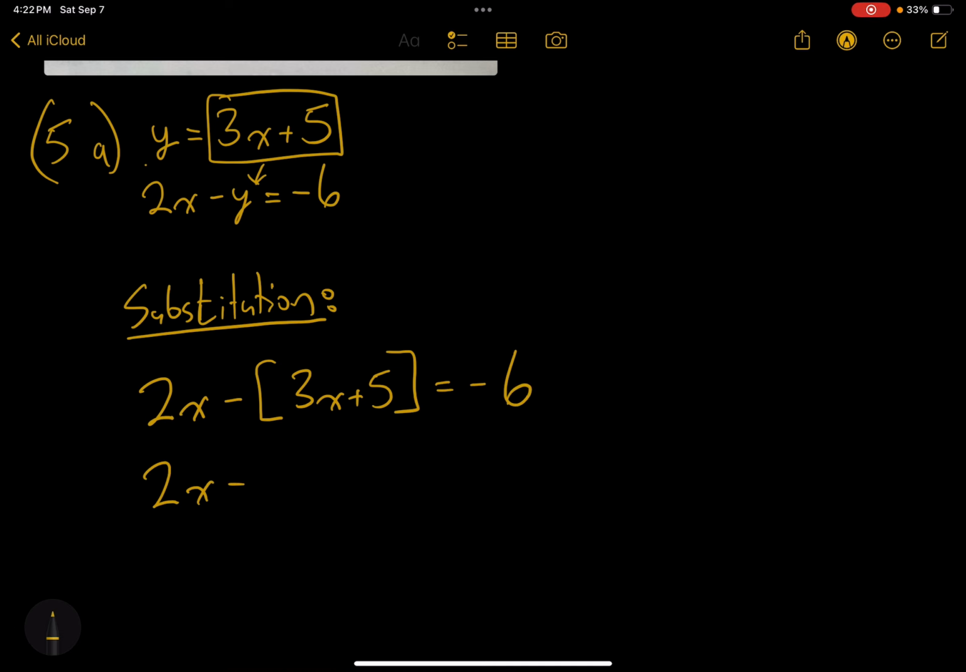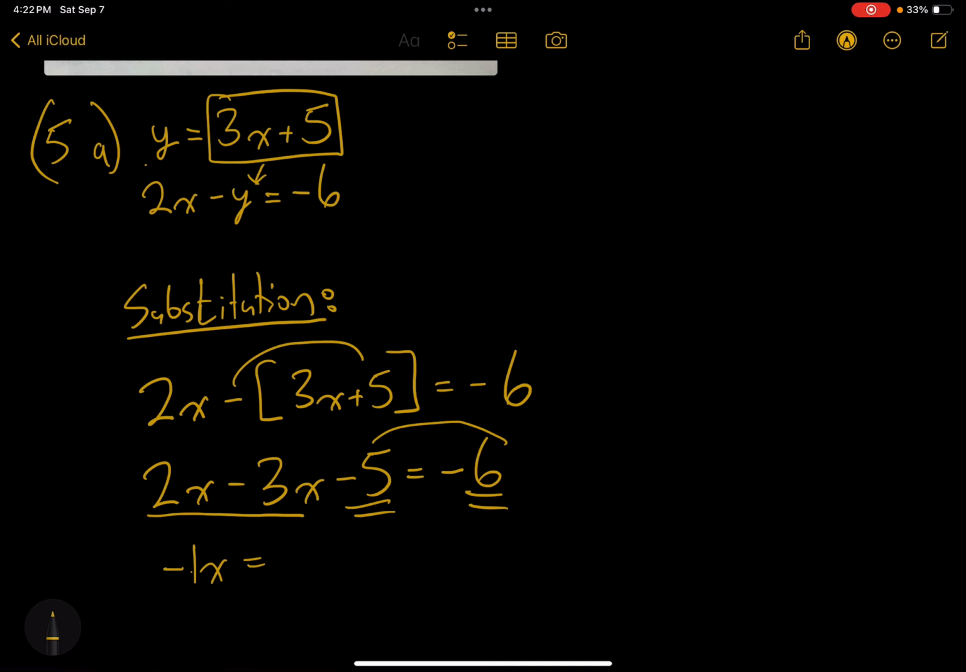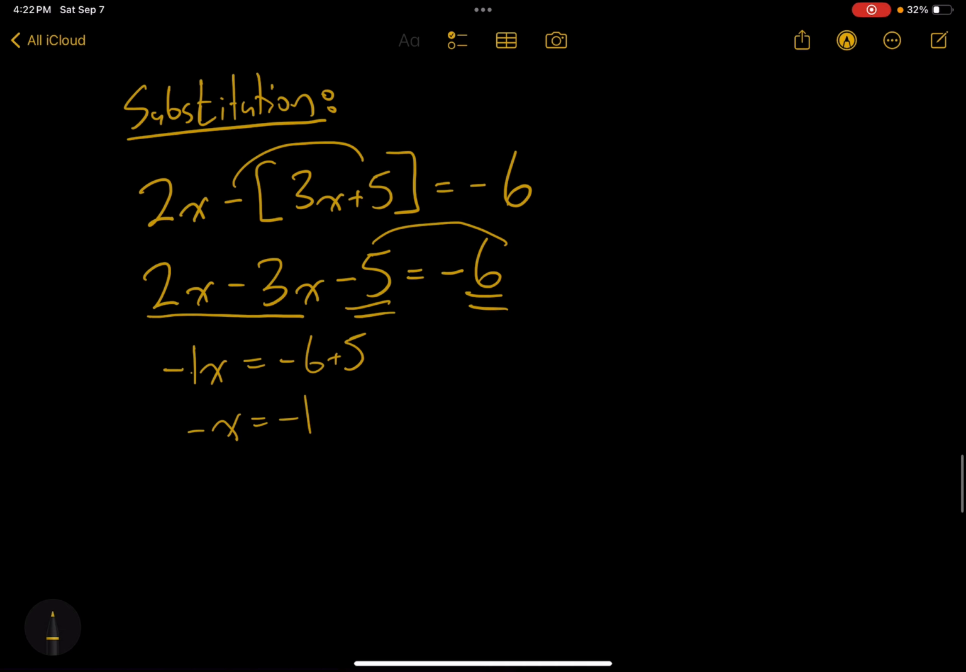So 2x minus, this minus gets distributed, minus 3x. And then this minus gets distributed to this plus 5. Minus 5 equals minus 6. And now you bring your x's together and you bring your constants together, and you get minus 1x equals, bring that to the other side, and I have minus 6 plus 5, which is equal to minus x equals minus 1. Now I cross out both minuses to become plus, x equals 1.